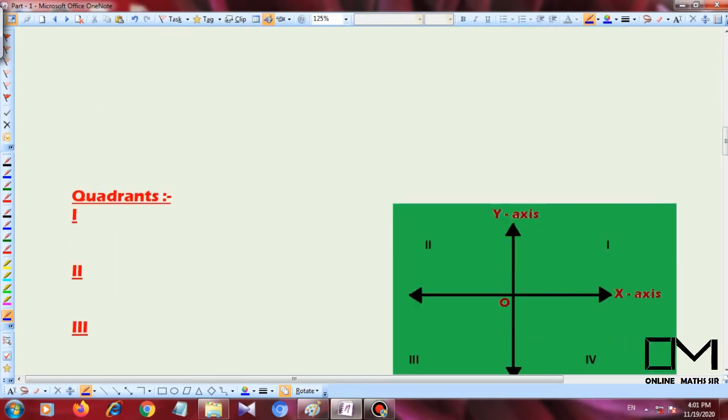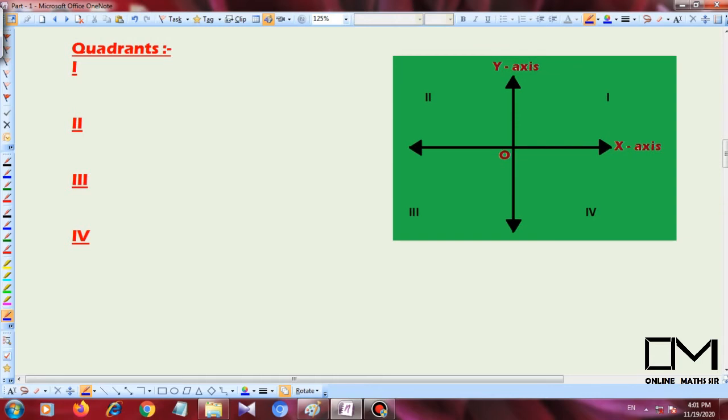Now what are quadrants? Quadrants means when a 2D plane is divided by both the axes, the x-axis and y-axis, then we get four quadrants: first quadrant, second quadrant, third quadrant and fourth quadrant. So these are four quadrants.